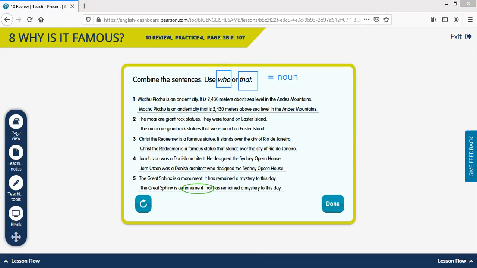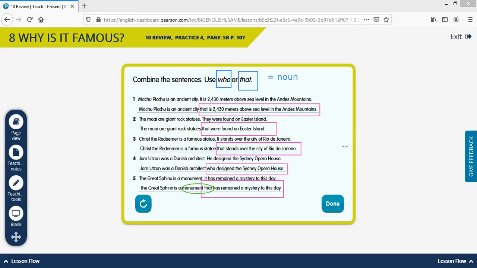This is your relative clause. And this is your relative clause. Okay, we're using that or who to replace a noun and make the connection to another sentence. Now, these relative clauses technically are giving extra information.